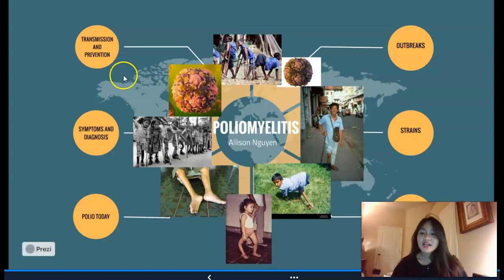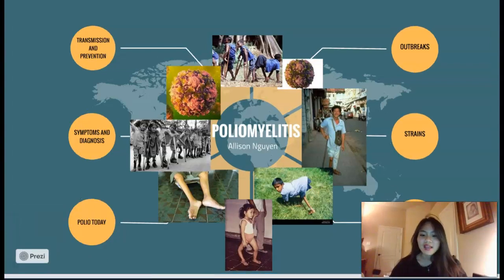So here we can see a couple images of people who have poliomyelitis. You can see a trend in the disfigurement in their limbs, so their arms, their legs, their backs. And so an introduction into what poliomyelitis is. Here we go. Let me just start from the beginning.